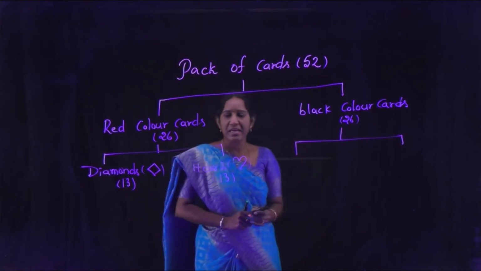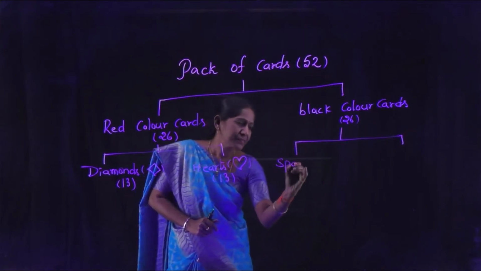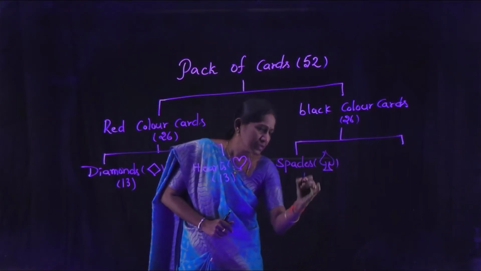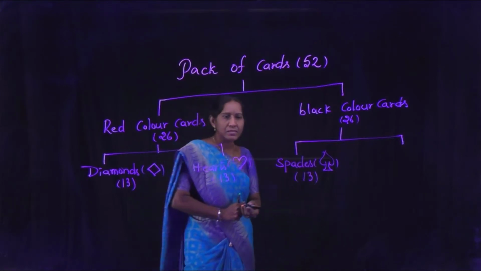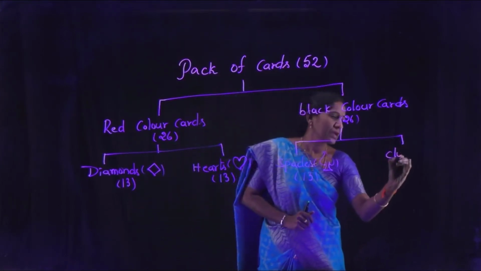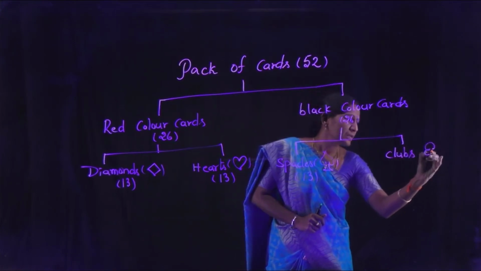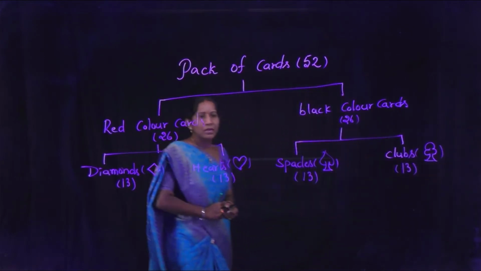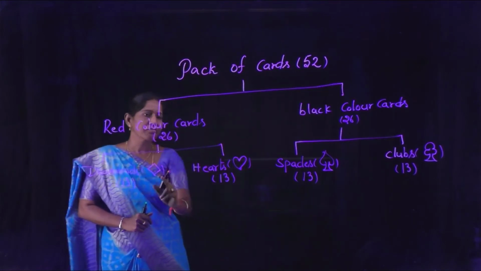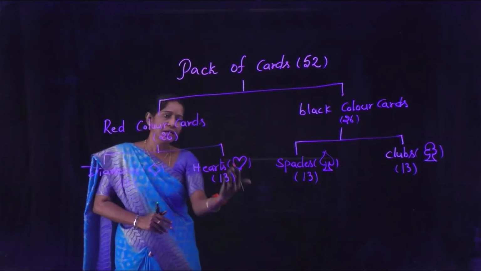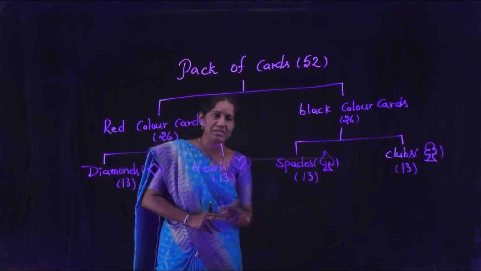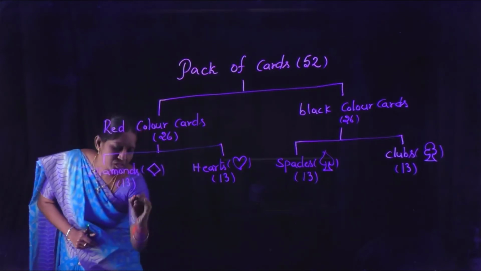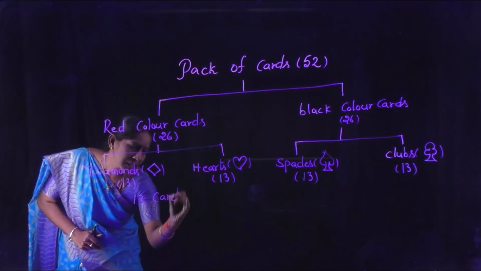And in the black color cards, here also there are two sets: spades, the symbol is like this, the set contains 13 cards, and clubs, the symbol, this one, contains 13 cards. So, out of 52 cards, there are 4 sets: diamonds, hearts, spades and clubs. Each set contains 13 cards.